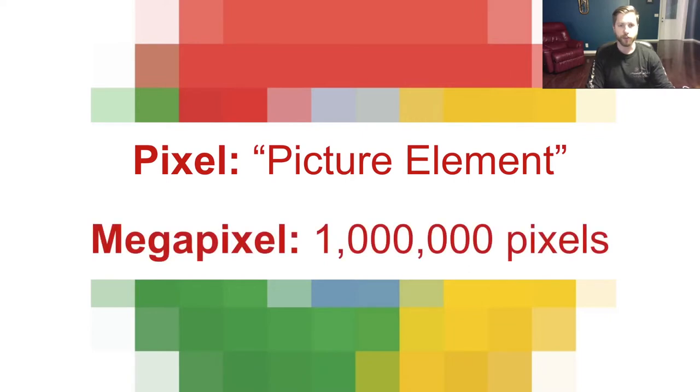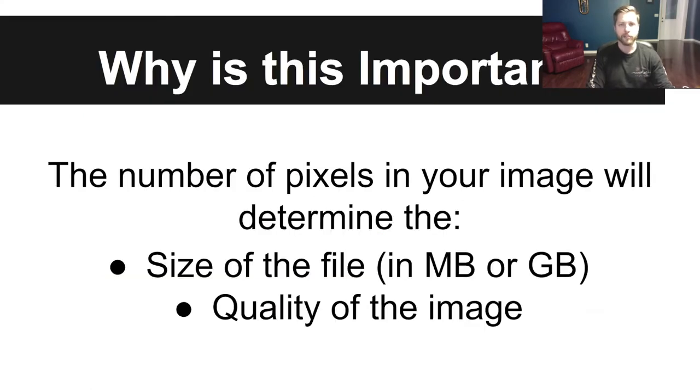I'm sure you've heard the term megapixel. Well, that just stands for 1 million pixels. So if a camera is a 12 megapixel camera, it means that it can only allow for a max of 12 million pixels with every shot. And it's important to understand pixels because the number of pixels in your image will determine the size of your file. If it was taken with 12 megapixels, that's a lot of data, and it may take up a lot of space on your SD card or on your smartphone.